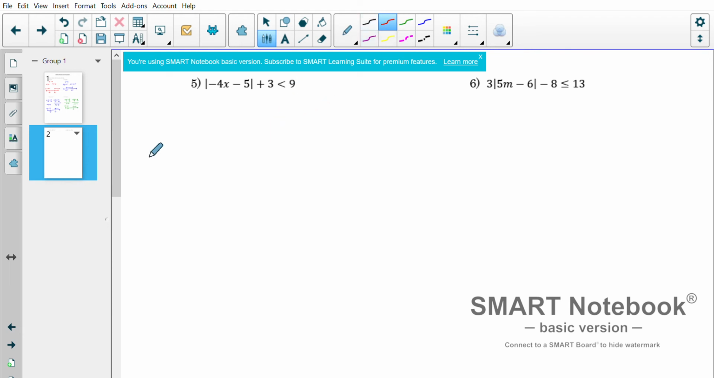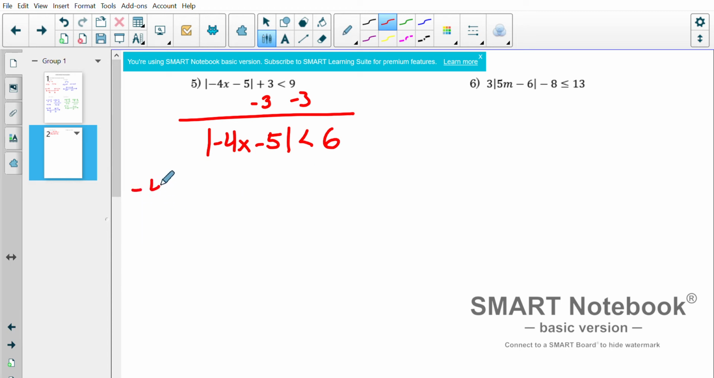All right, so hopefully you noticed that we have this plus 3 on the outside of our absolute value. So we have to subtract that first before we're able to split this one up. So I now have the absolute value of negative 4x minus 5 is less than 6. Now I can go ahead and split this up. So I have negative 4x minus 5 is less than 6, and negative 4x minus 5 is greater than negative 6. So we're just going to go ahead and solve these.